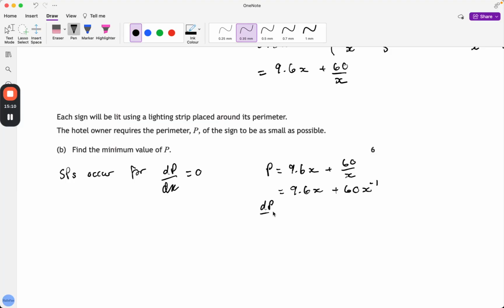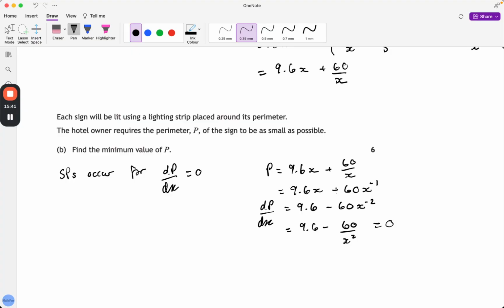So we can now do dP by dx, so we're just differentiating. 9.6x just becomes 9.6. And then we times by our power, so we're going to have minus 60. Our x stays the same, and we decrease the power by 1, so we're going to have a minus 2. Grand. Because we're solving for x, I'm going to rewrite that as 9.6 minus 60 over x squared, just so we can actually do some solving. And we are setting that equal to 0 to find our ideally minimum value of P.